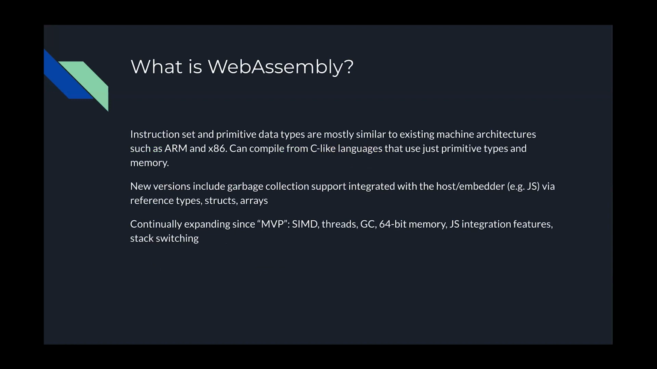So what's WebAssembly actually like? You could think of WebAssembly as a bit of a mashup between a traditional VM like the JVM and a machine architecture. It is a fairly low-level architecture. The instruction set and the primitive data types are fairly similar to existing machine architectures like ARM and x86. And that means that you can compile from C-like languages that only use primitive types and memory. This is one of the things that VMs like the JVM don't do as well, and it was a goal that we had for WebAssembly.